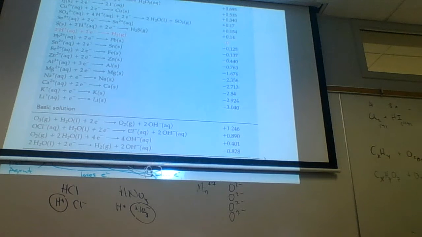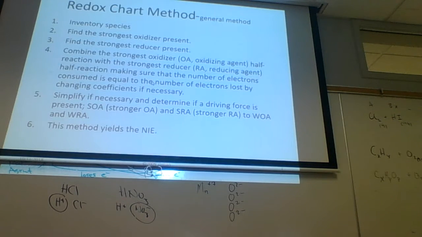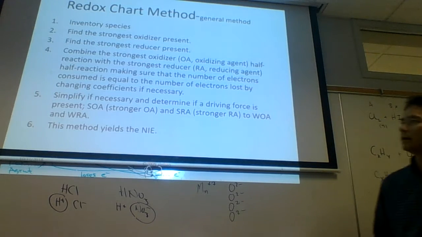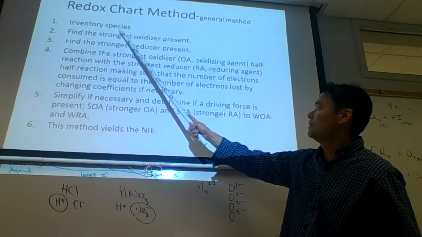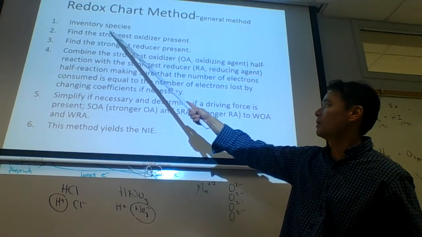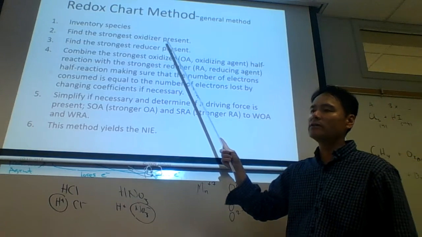Okay, so we get familiar with the chart. And this is the method. This method is the same as the Bronsted acid base. It's just the chart is more difficult to use. And so we inventory the species. Well, we had to inventory the species for Bronsted. And then we find the strongest oxidizer. Well, we had to find the strongest acid.